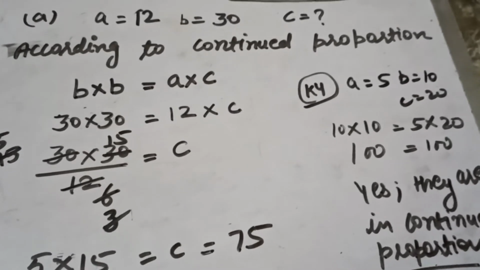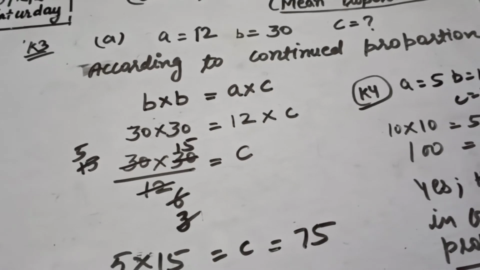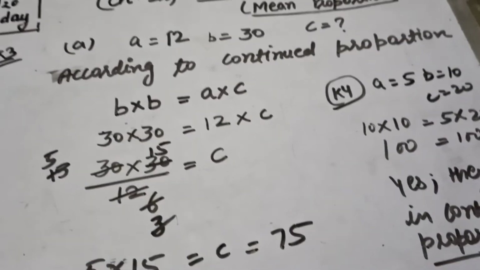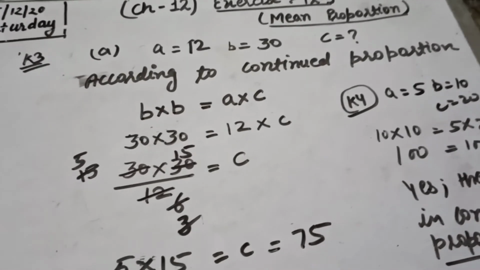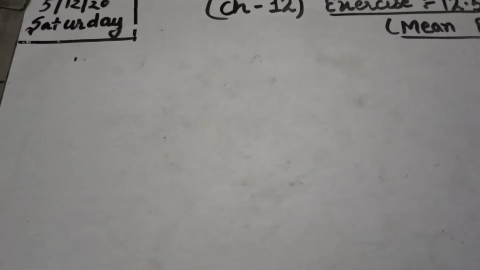Putting the values of A, B and C, put in the formula B multiply B equals A multiply C. Why this B? Because these are the means. Right? Now come to Q5. Now how to find the values of missing terms in continued proportion?